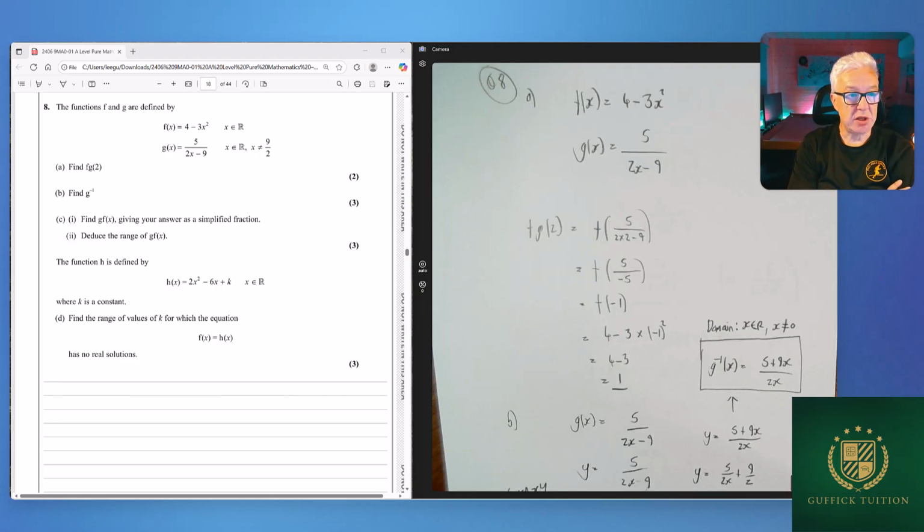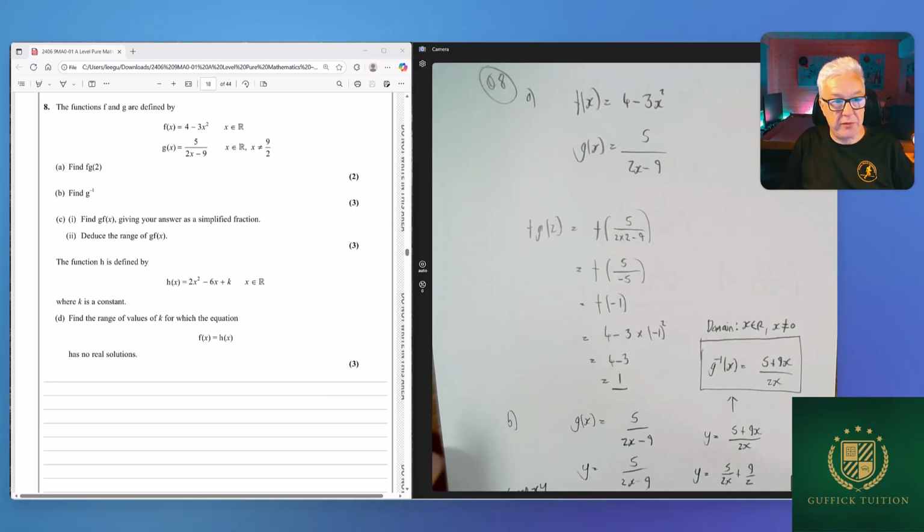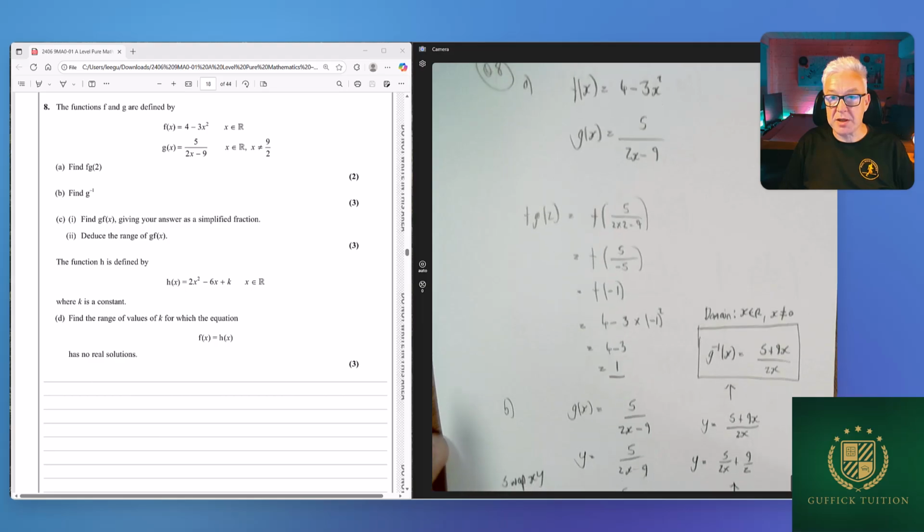It says the functions f and g are defined by f of x is equal to 4 minus 3x squared and g of x is equal to 5 over 2x minus 9. Find f of g of 2. So a nice straightforward composite function thing for the first couple of marks there.